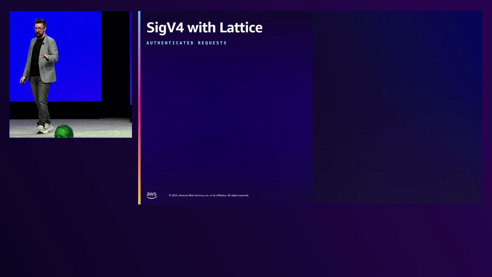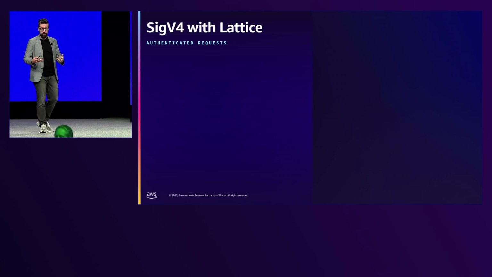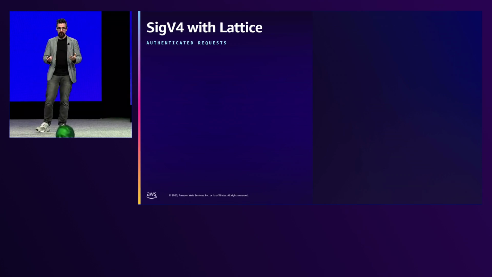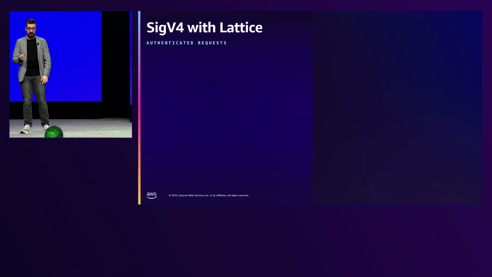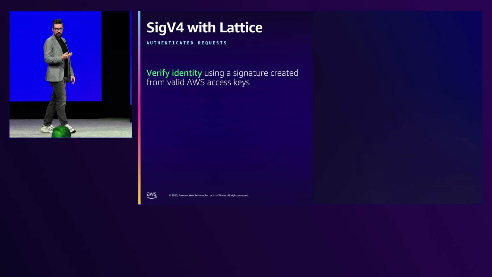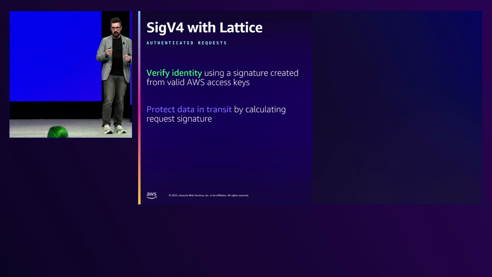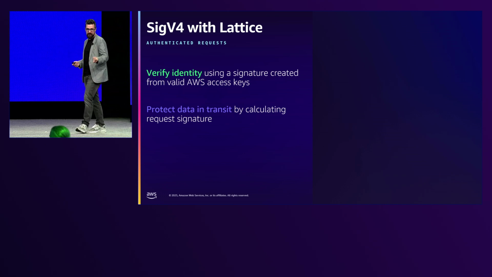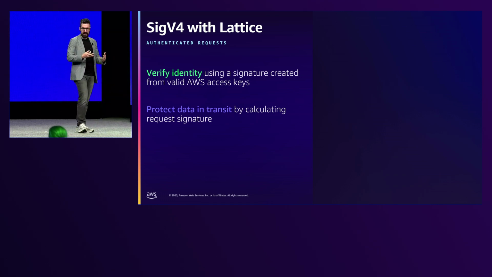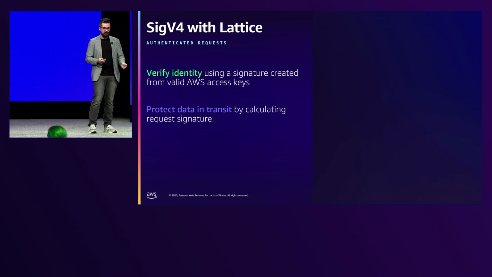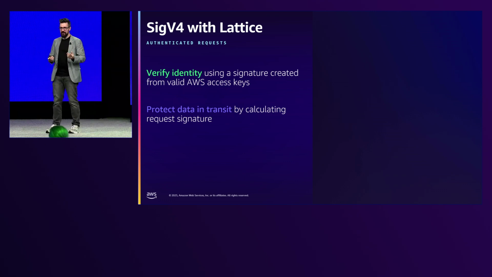Now, if you're not familiar with SigV4, this is a super high-level overview. There's a lot of resources that talk about it in more depth, but essentially, this is a protocol we'll use for authenticating requests into AWS services, and in this case, Lattice in particular. Now, what this will allow us to do is verify identity using a signature that we create from our valid AWS access keys. So the secret access key, the access key ID, all of that stuff that you would use for using the CLI or something like that, those credentials will be used, and we'll calculate a request signature using that, which will protect our data in transit.